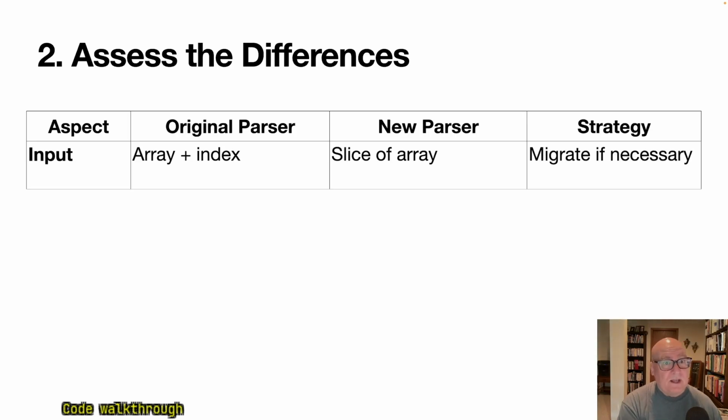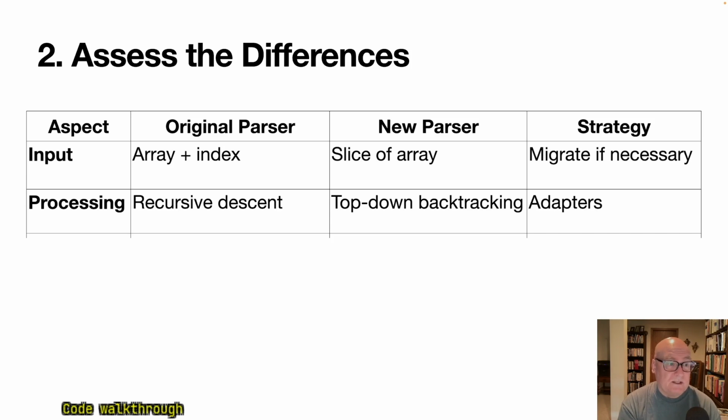The next thing I might look at is the two approaches and what's similar and different about them. If I look at input, the original parser has an array and index and actually a current token. The new parser takes slices of arrays. So a slice is really array plus index, practically. So they're pretty similar. I'll migrate if necessary, but I got a feeling I don't have to. I think given the adapters, we probably don't.